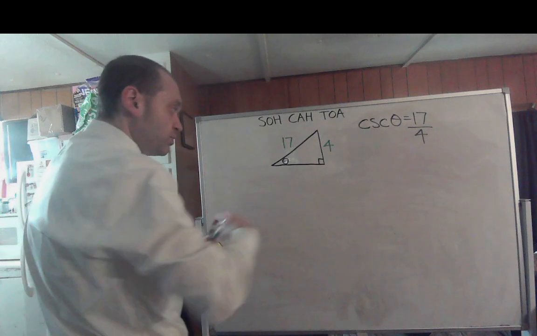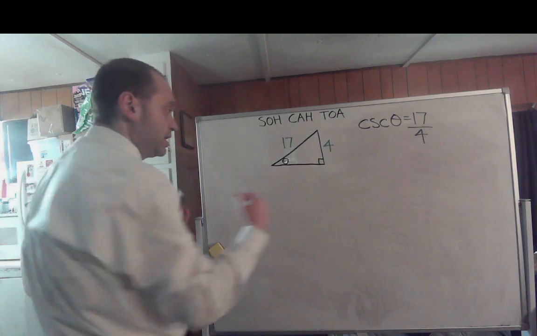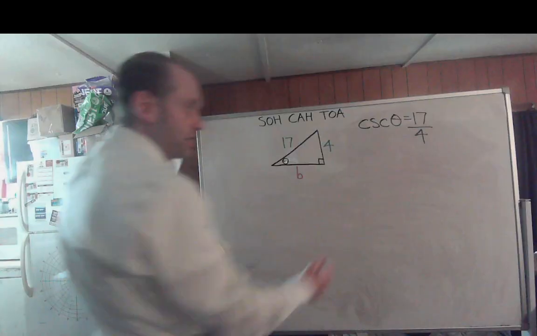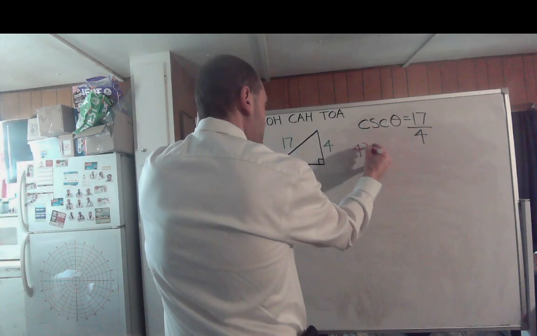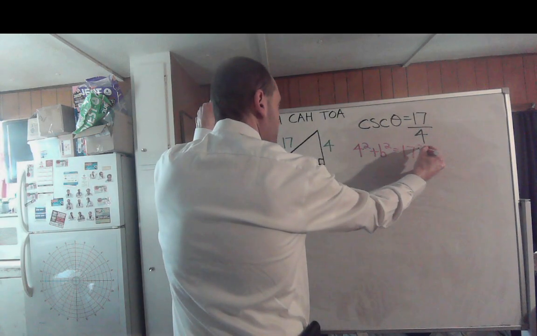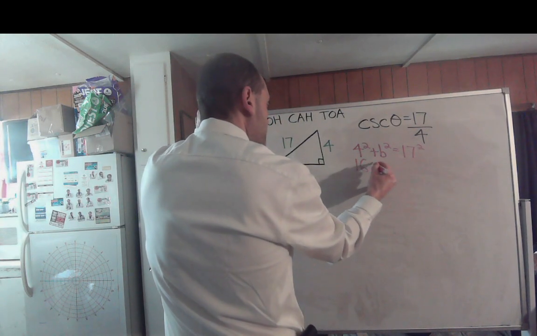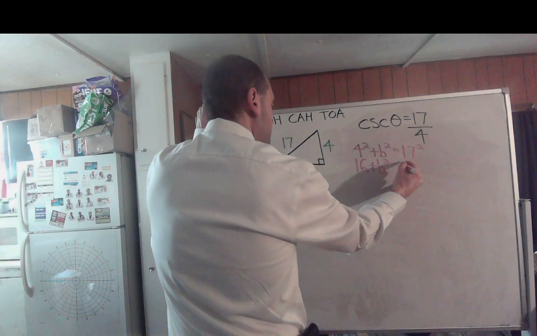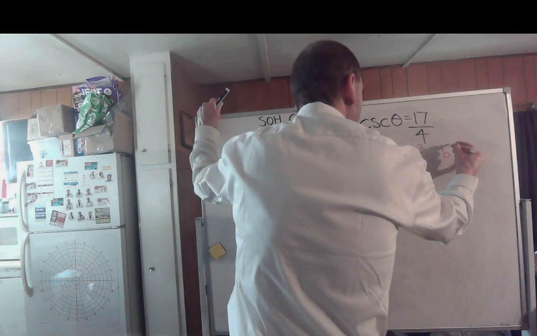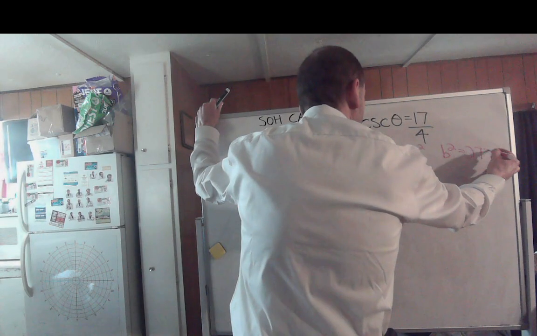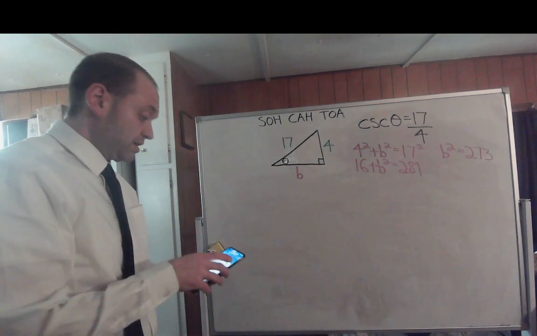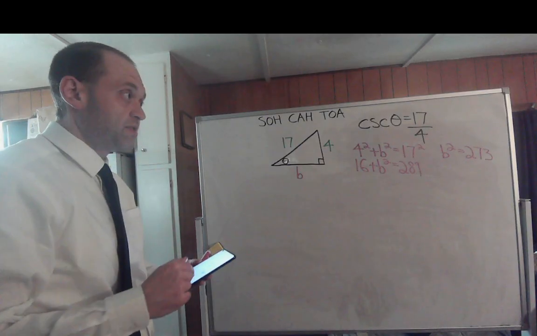Well, we don't have a clue what the other leg is. We'll call that length B. So let's call this B. We can solve for that by using Pythagorean theorem. So this would be 4 squared plus B squared equals 17 squared. So that would give you 16 plus B squared equals 289. So B squared would equal 273, and the bad news is I don't know if 273 breaks down at all. We might literally be stuck with the square root of 273.